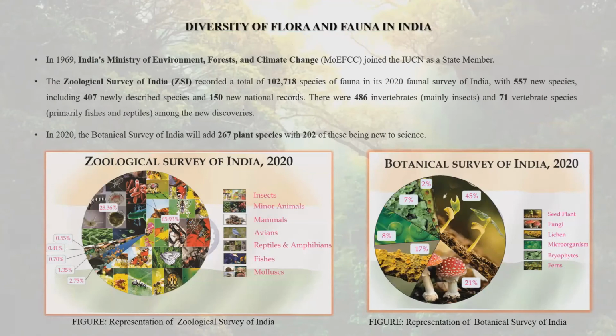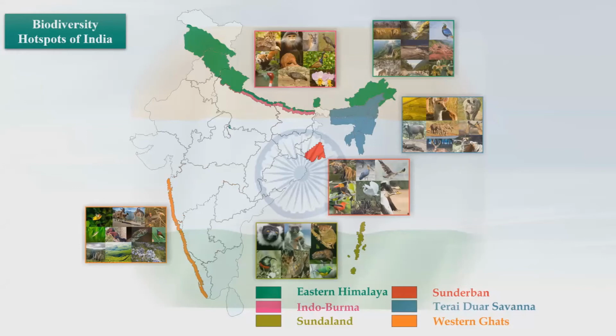The diversity of flora and fauna in India. India is the home of rare and exotic species, having 91,000 species of animals, 47,000 species of plants, and about half of the world's aquatic plant species. In 2020, the Zoological Survey of India recorded 102,718 species of fauna, and the Botanical Survey of India recorded 267 plant species, of which 202 are really new. Of the world's 36 hotspots, 6 biodiversity hotspots are present in India, in which Sundarban and Tarai Duar Savanna were recently added.